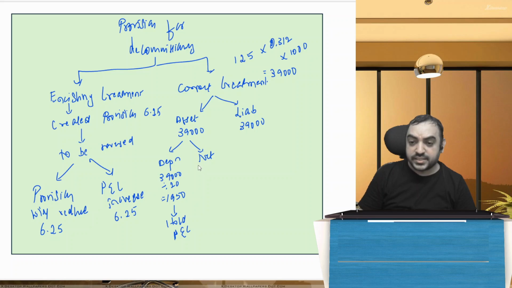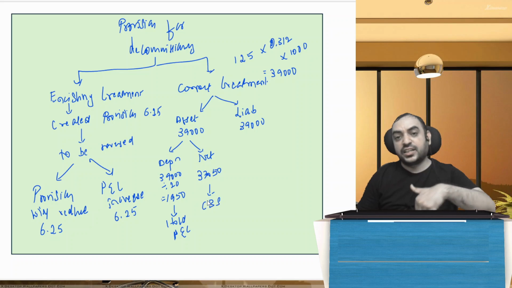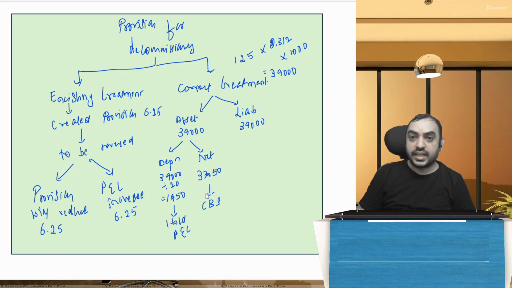Then net, that is 39,000 minus 1,950, 37,050. This will go to the balance sheet. On the asset side, that will increase the non-current assets by 37,050.